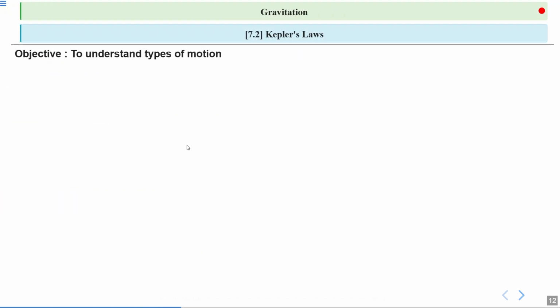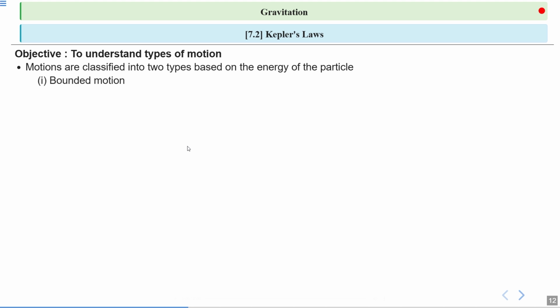So here we will understand the types of motion. Let's start by classifying motions based on the energy of the particle. First type of motion is bounded motion. Second type is unbounded motion.